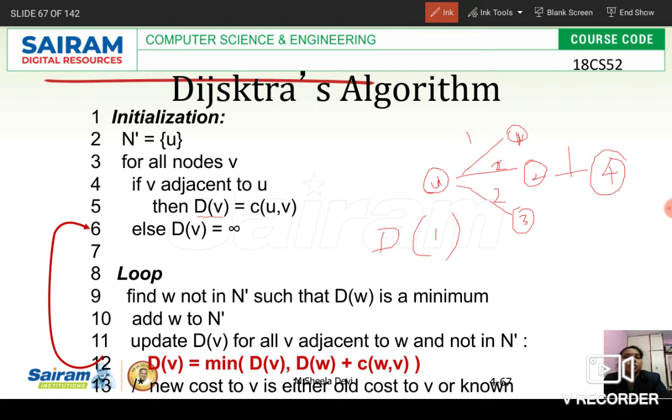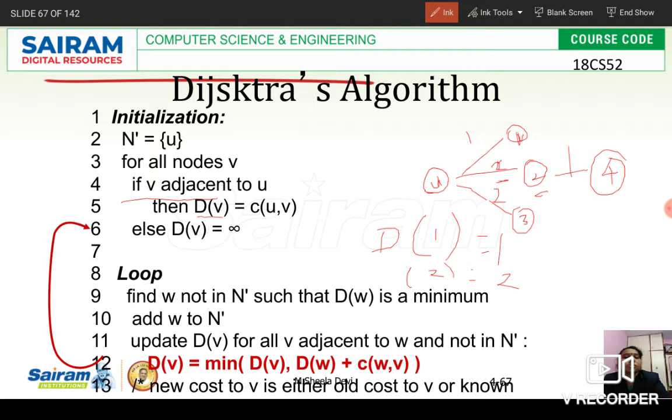V is nothing but one of the nodes. So d of 1 is equal to, since it is directly connected, 1. D of 2 is equal to, we have the condition, if v is adjacent to u, yes, 2 is adjacent to u. So I can write the cost directly. What is the cost? 2. So d of 2 is equal to 2.